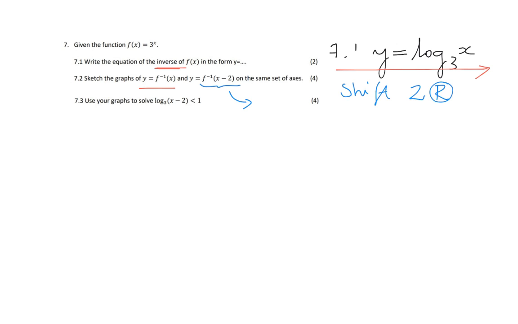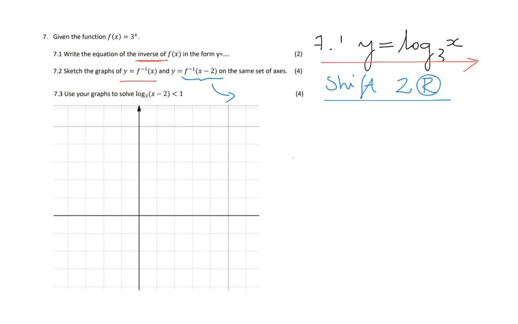In the previous question, we were asked to write an equation. In this question, we are asked to do interpretation. So sketching the inverse first, the basic one. Remember, once again, we are looking at an increasing logarithmic function with an x-intercept of 1.